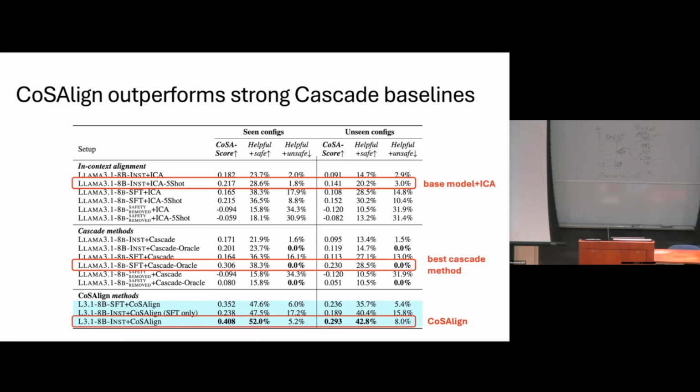So it's not perfect, but it's a significant improvement compared to the base model, which is very safe, but also not very helpful at all. And so we almost double the helpfulness number, while only slightly increasing the number of unsafe contents. So this is a better trade-off between helpfulness and safety.